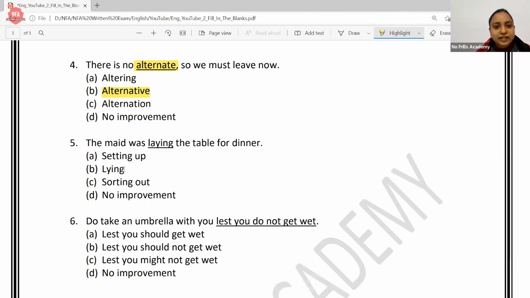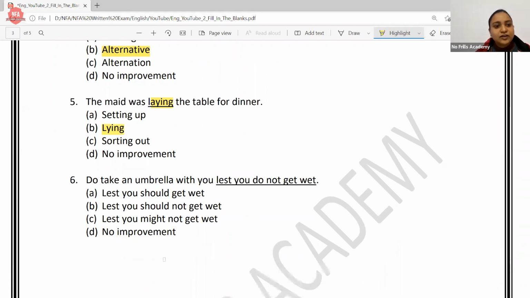The maid was laying the table for dinner. This laying is correct. Okay. Do take an umbrella with you, lest you should get wet. Lest is followed by should, and it is positive. Lest cannot go with not. Lest you should get wet. 6 is 8.